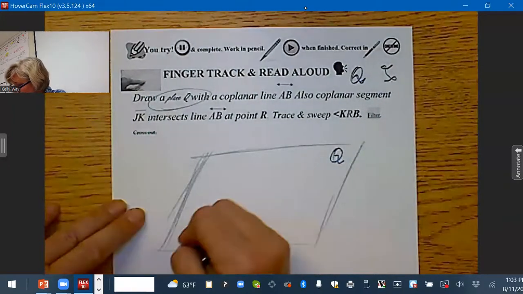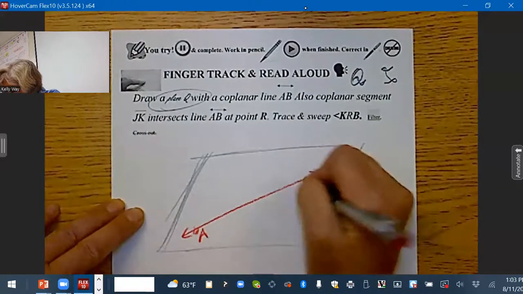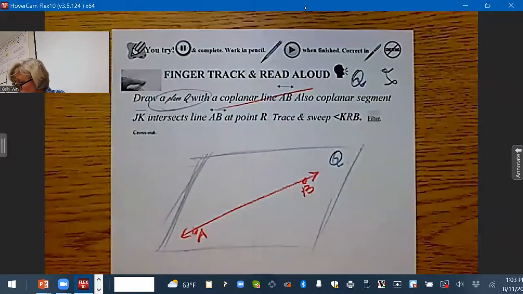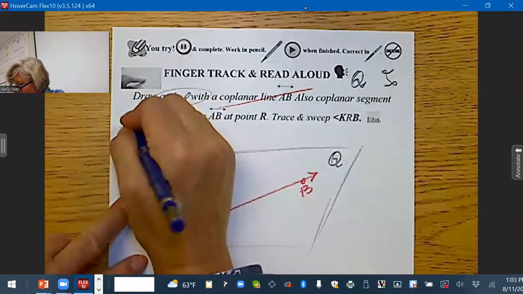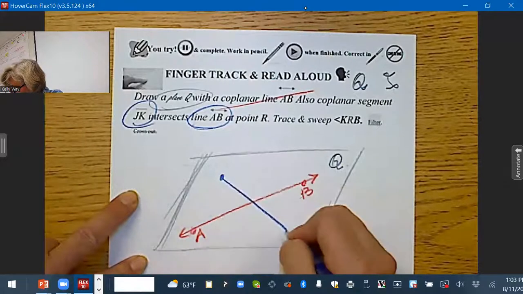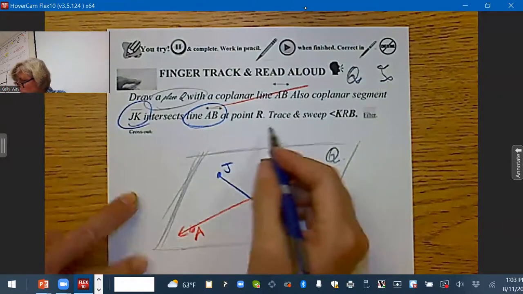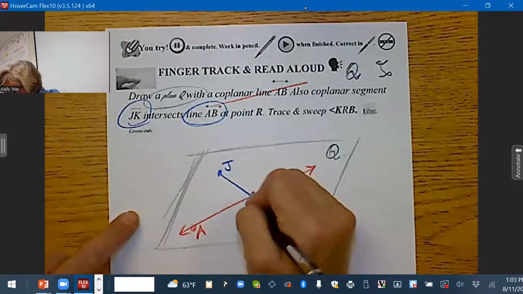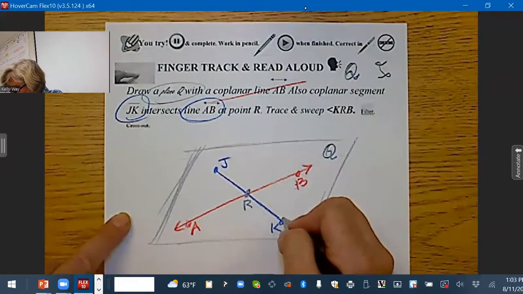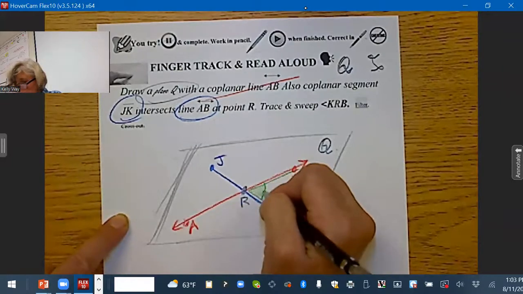A coplanar line AB. Coplanar segment JK, intersecting AB at R, and it's a segment. Doesn't matter what switch is, that's fine. At point R. Trace and sweep KRB. KRB, trace and sweep. So you should have swept right there.